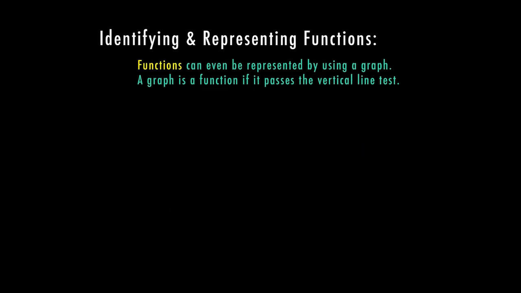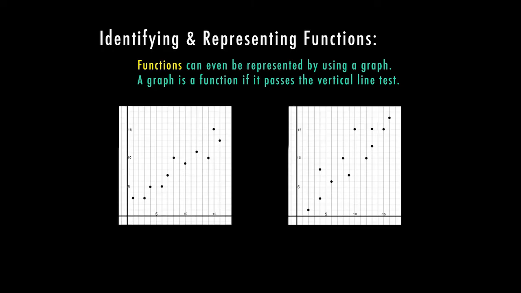And the last one we want to look at here is the graphs. Functions can be represented by using a graph. A graph is a function if it passes the vertical line test. Here I have two graphs and they just have some sporadic dots. They don't have any particular points that make a line. It could make a line, but in this case we don't. But we just want to see for every input.